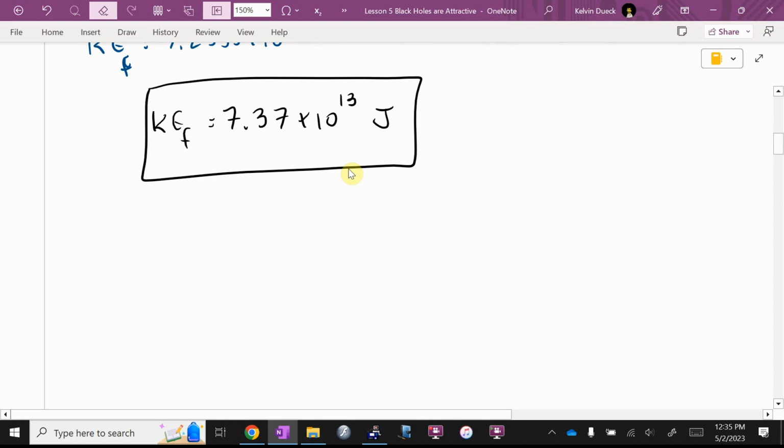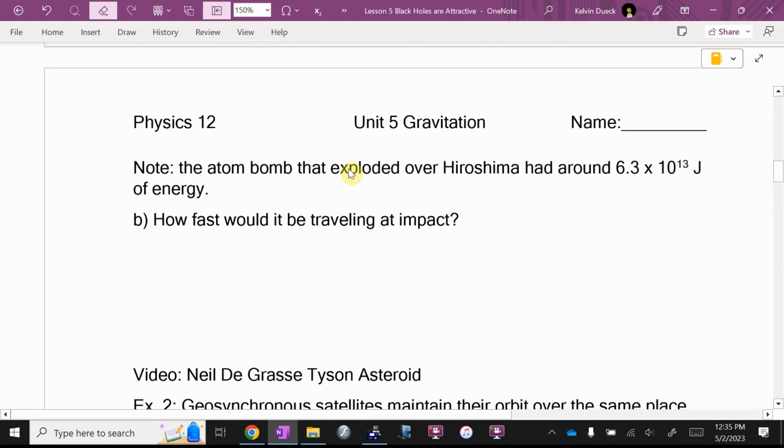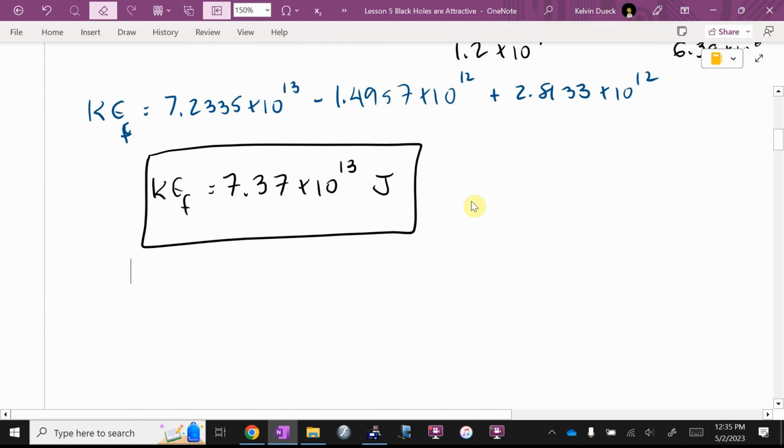Is that a lot of energy? Well, to put it in perspective, I looked this up. The atom bomb that exploded over Hiroshima, the first atom bomb detonated on Earth, had 6.3 times 10 to the 13th joules. This is 7.4 times 10 to the... basically, this is about the size of a small atom bomb. It would do some damage if it hit the Earth.